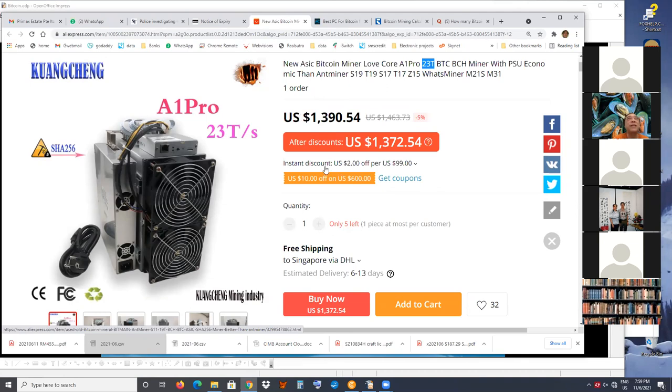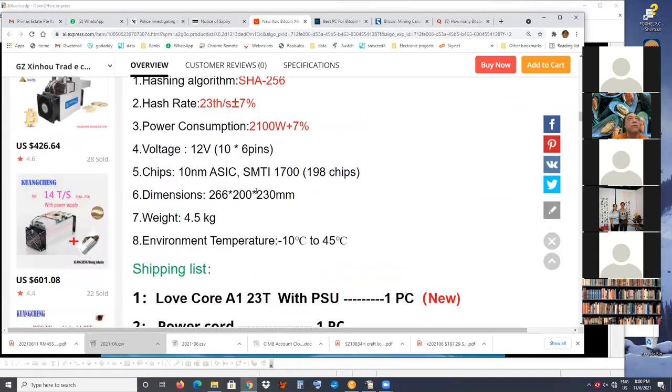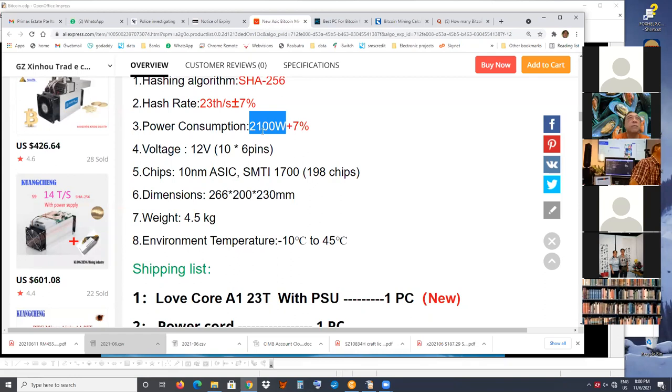Okay, and then you look at the power consumption. That will also frighten you. 2,000 watts, 2 kilowatts. Your PC is probably less than 100 watts. So it has about 20 times more power consumption than your PC, but its computation is like a million times more than your PC. So in terms of return on investment, it's definitely much better.